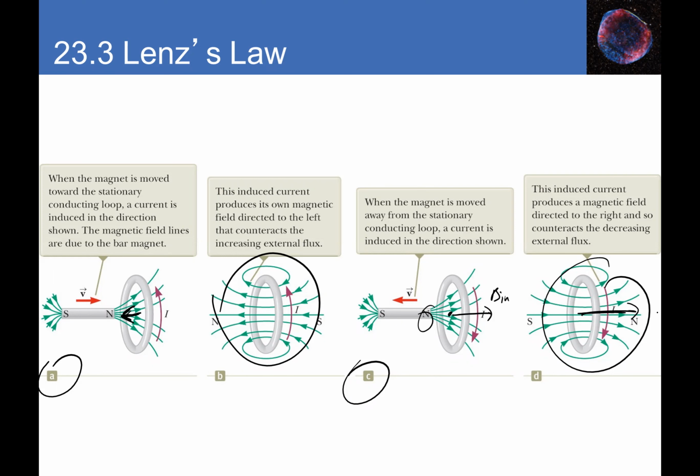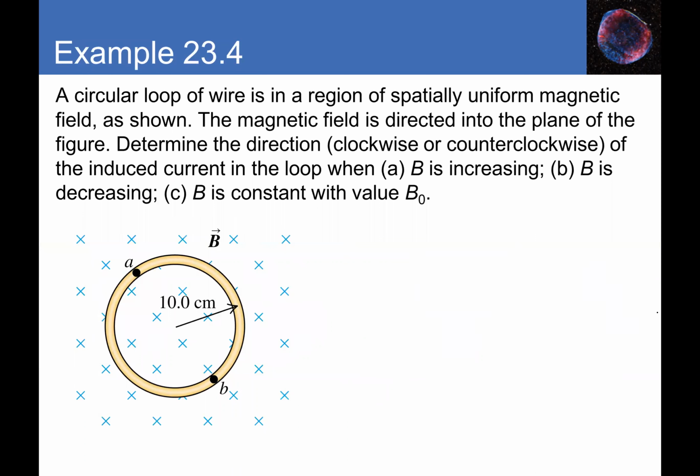All right, so let's look at a couple of examples here. You have a circular loop of wire in a region of spatially uniform magnetic field as shown. The magnetic field is directed into the plane of the figure. We want to determine the direction, clockwise or counterclockwise, of the induced current in the loop when B is increasing, or when B is decreasing, or when B is, let's say, constant.